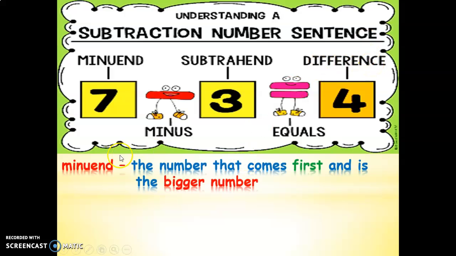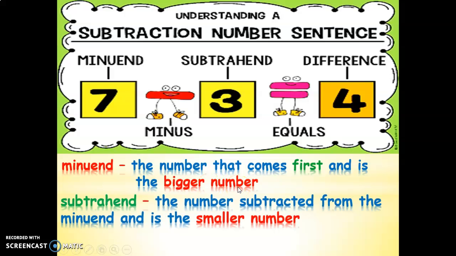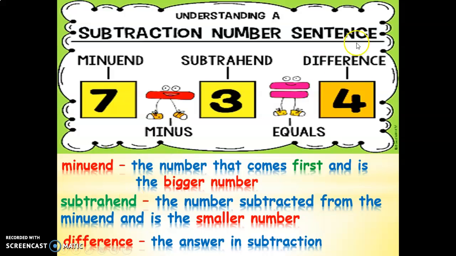The minuend, which is number 7, is the bigger number that comes first. It's always the bigger number. Now the subtrahend, which is number 3 for this example, is the number subtracted from the minuend and is always the smaller number. Now the difference, in this example number 4, is the answer in subtraction.